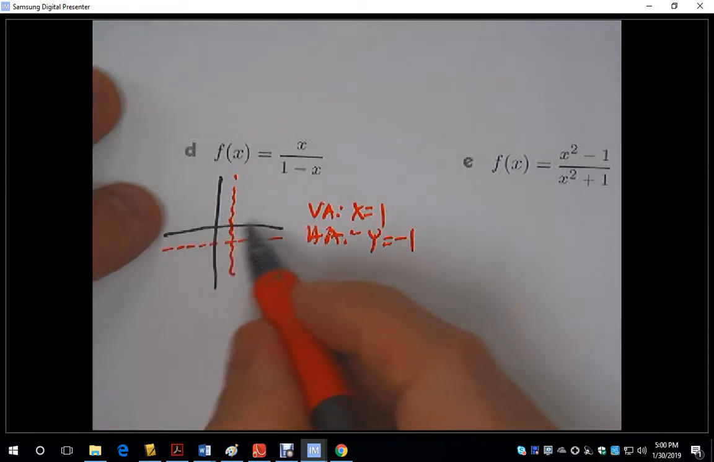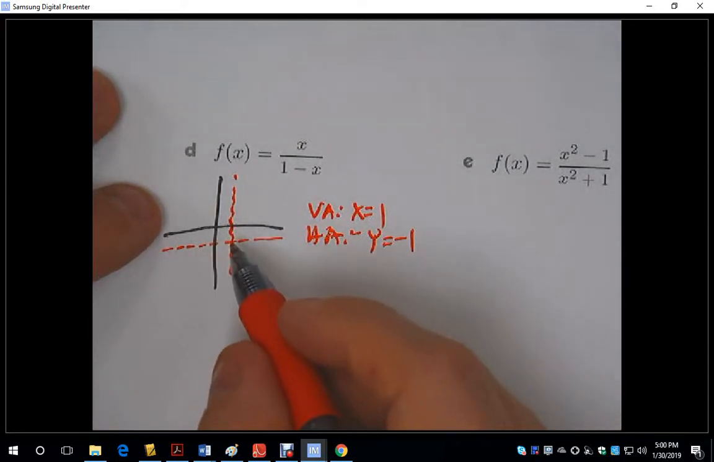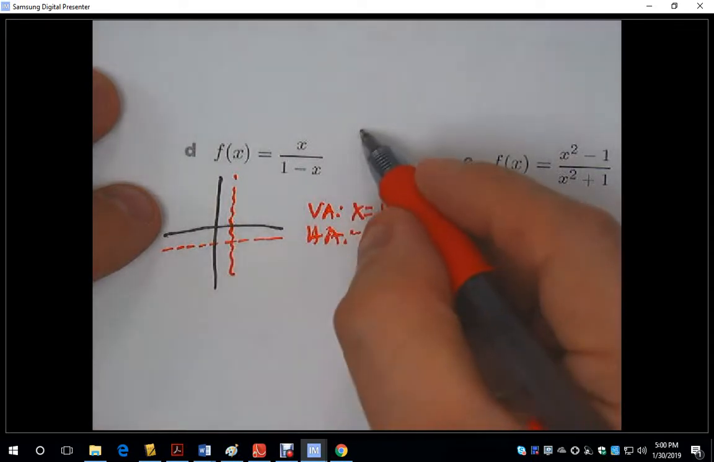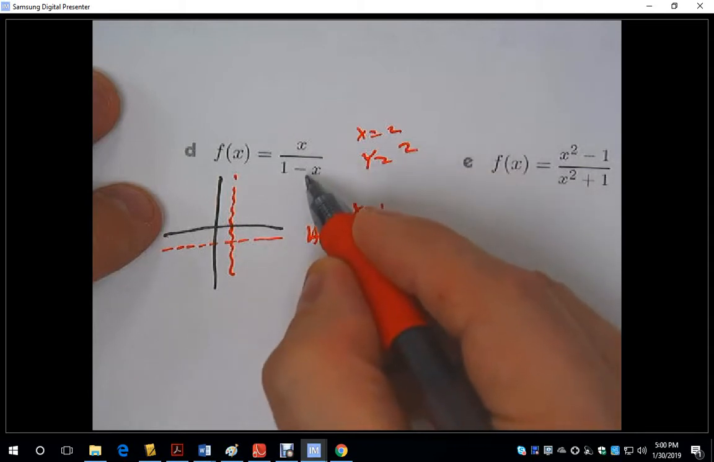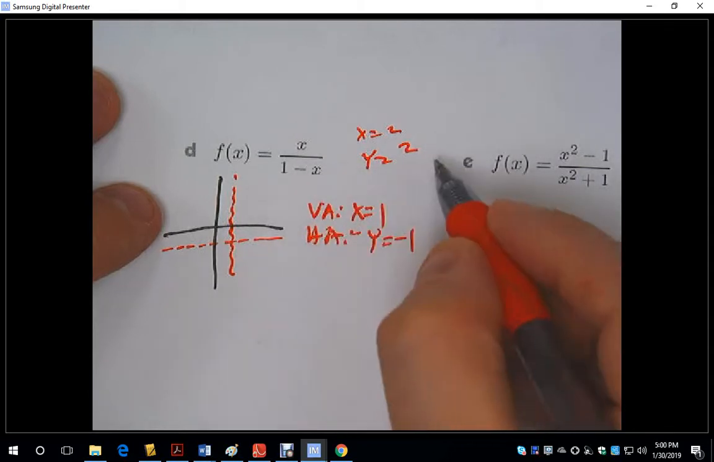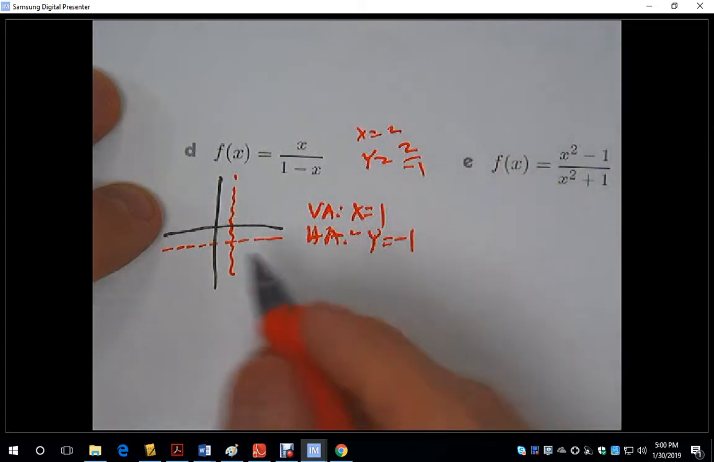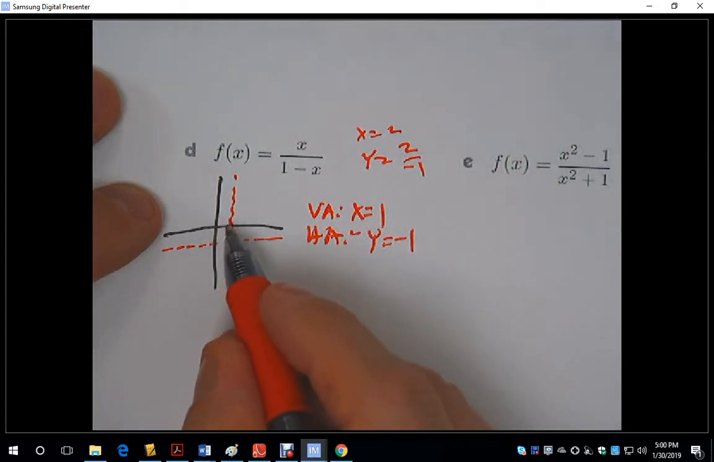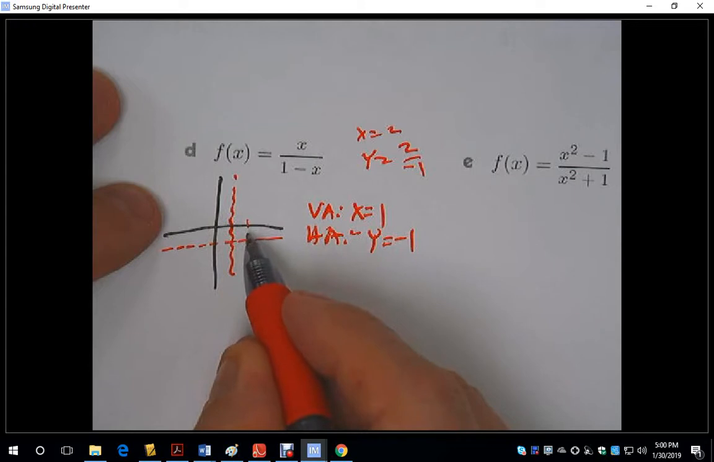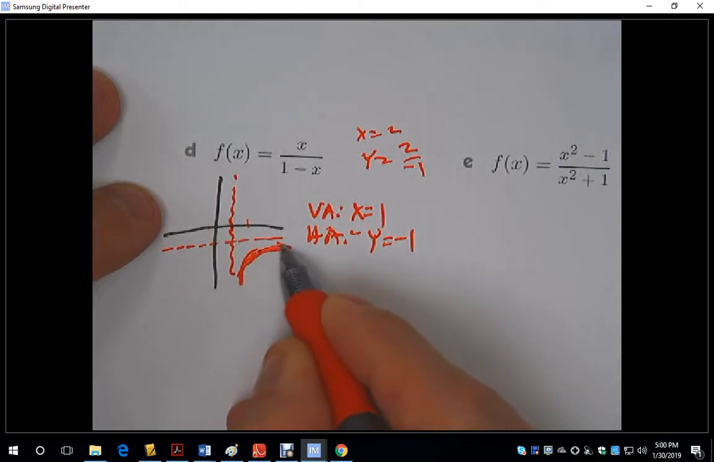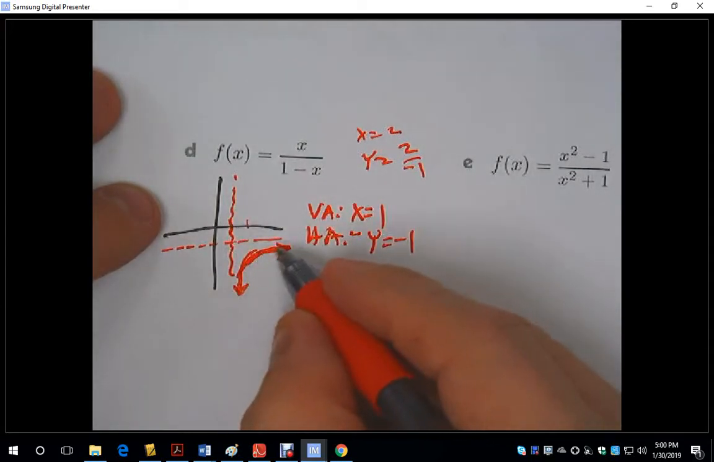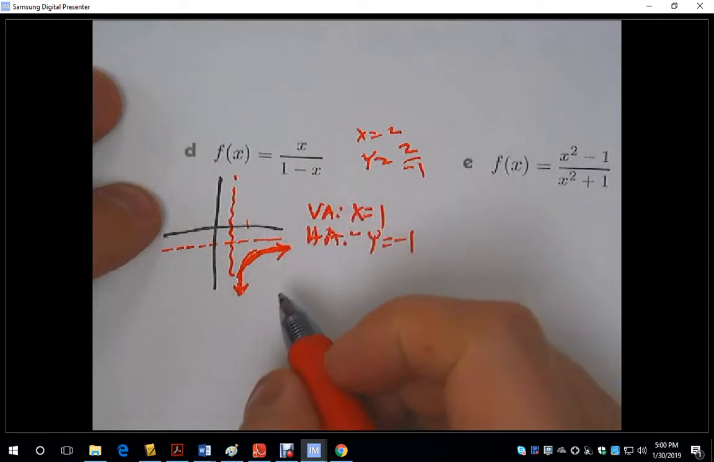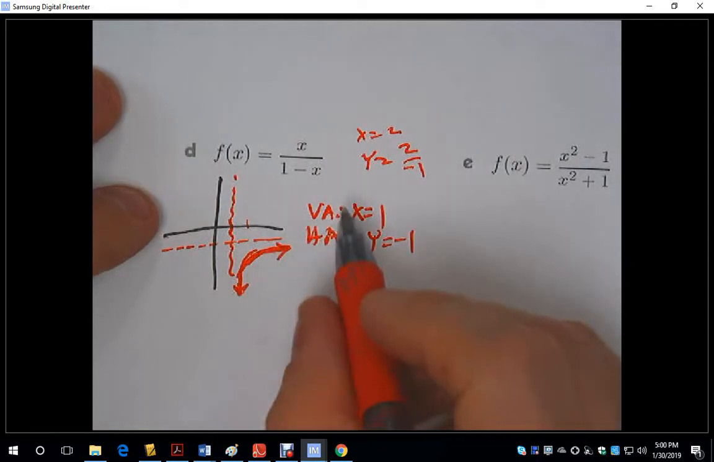So I'll find some value on the right hand side. Let's try 2. So x is 2, then y is 2 over 1 minus 2, which gives me negative 1. That would just give me negative 2. So 2 over negative 1 is negative 2, and that would be down here. So my graph is going to be something like this. The whole point of the graphs for rational functions is we have to converge on our asymptotes. In fact, that's what asymptotes are: things that the graph converges on.